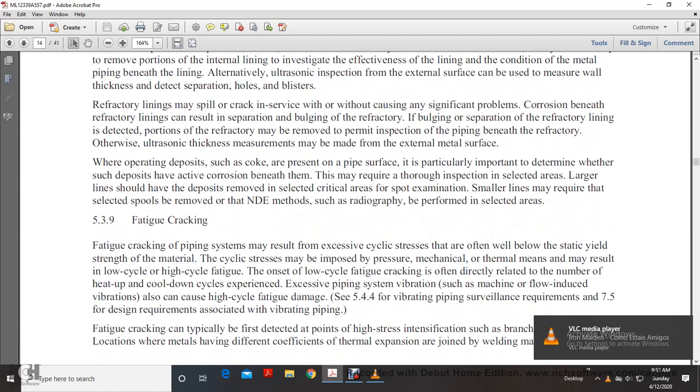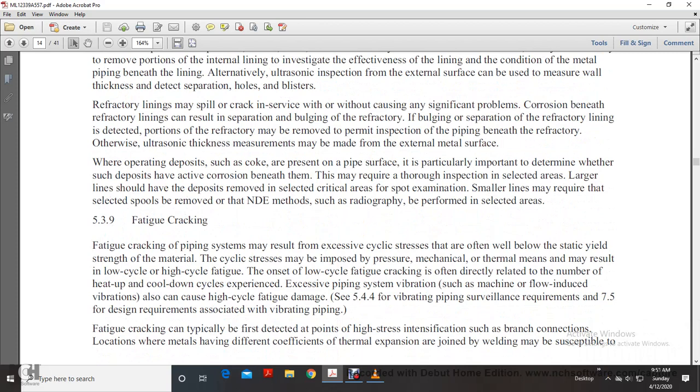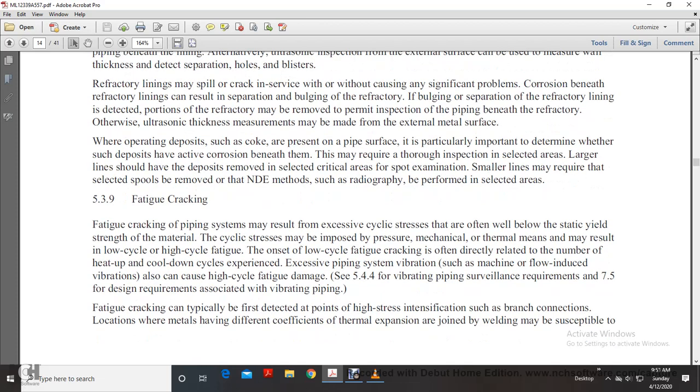When operating deposits such as coke are present on the piping surface, it is particularly important to determine whether such deposits have active corrosion beneath them. This requires a thorough inspection of selected areas. Larger lines should have the deposit removed in selected critical areas for spot examination. Smaller lines may require that selected spools be removed, or non-destructive examination methods such as radiography may be performed in selected areas.